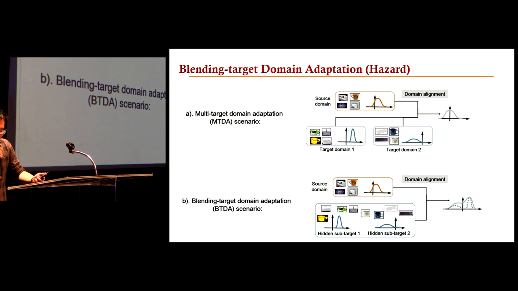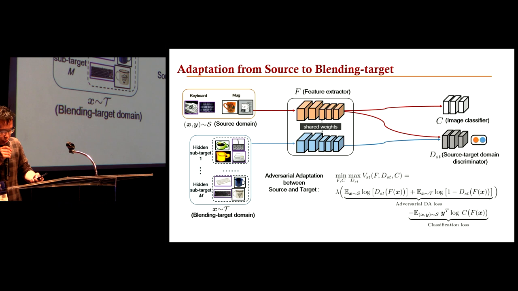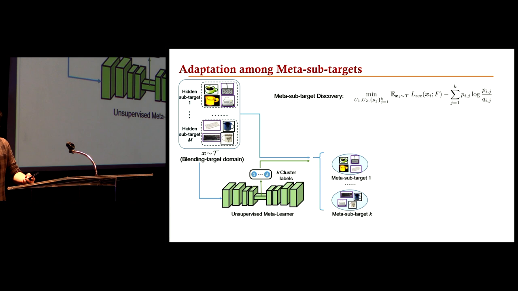Here we show our method. It starts from simple adversarial domain adaptation across the source and blending targets. Specifically, it deploys source-target domain discriminators, which aim to classify the features drawn from the source or targets, so that the trained feature extractors can transfer the category information from the source to the blending targets. However, the hidden sub-target domain gaps still exist, so the transferred category information may still mismatch in a blending target.